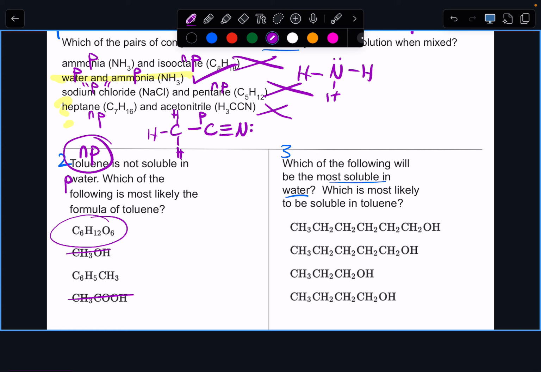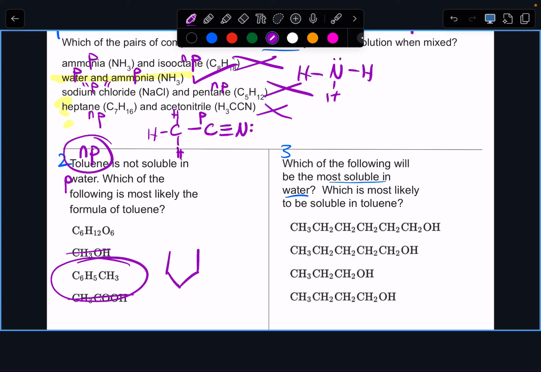Now, I know that that's not always the case, or at least that's not the dominant force, but 6 oxygens, that's a pretty big part of the molecule. That guy's probably polar, okay? So it's probably not that one. And then when I see this one, all carbons and hydrogens, that's got to be it, because that one I'm sure is nonpolar. So that one's the most likely. It is the correct formula of toluene.